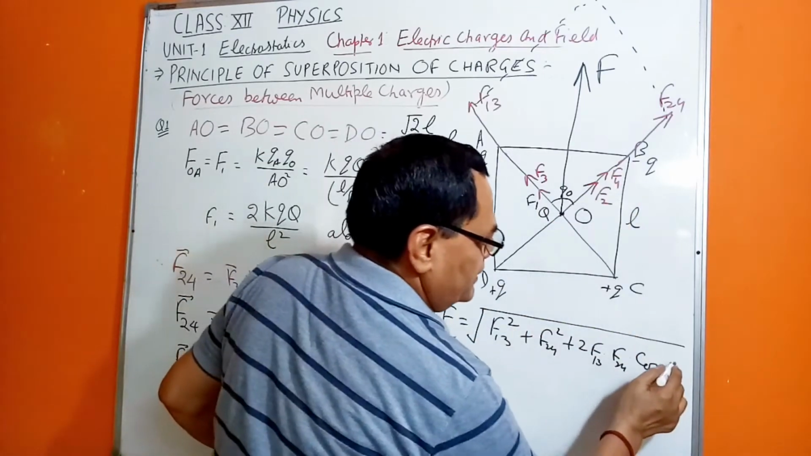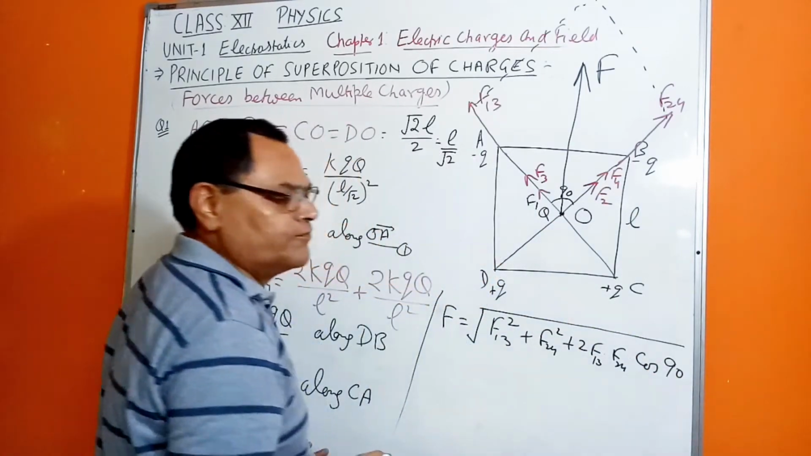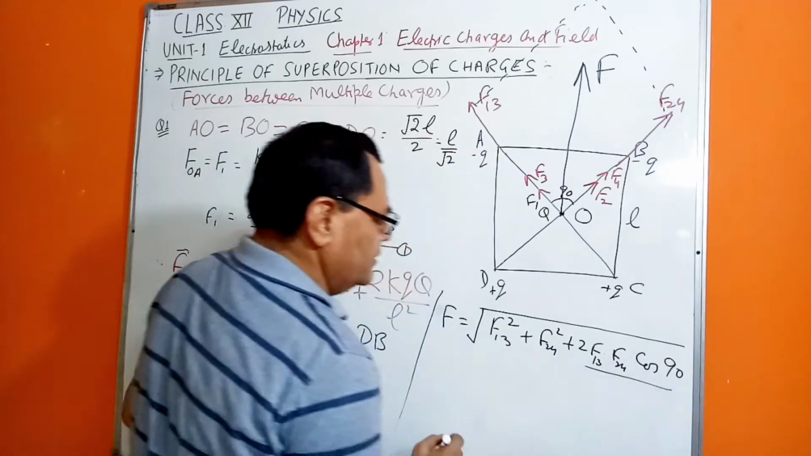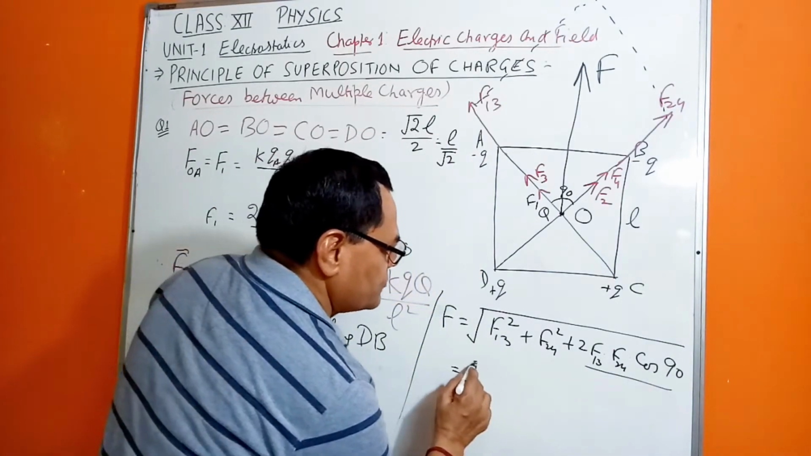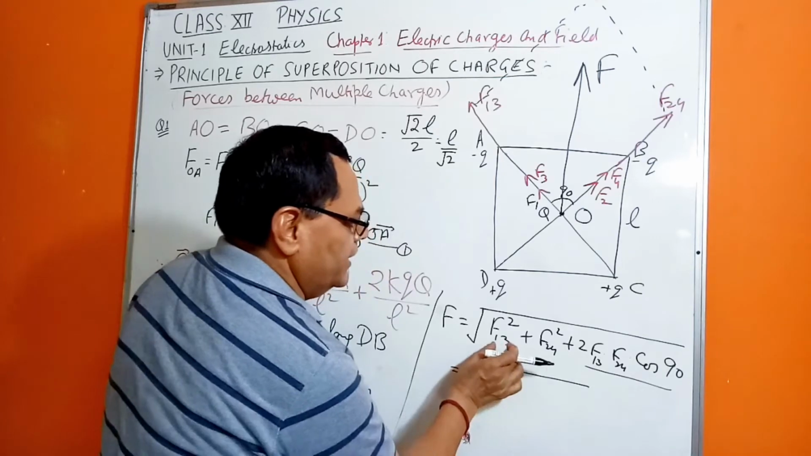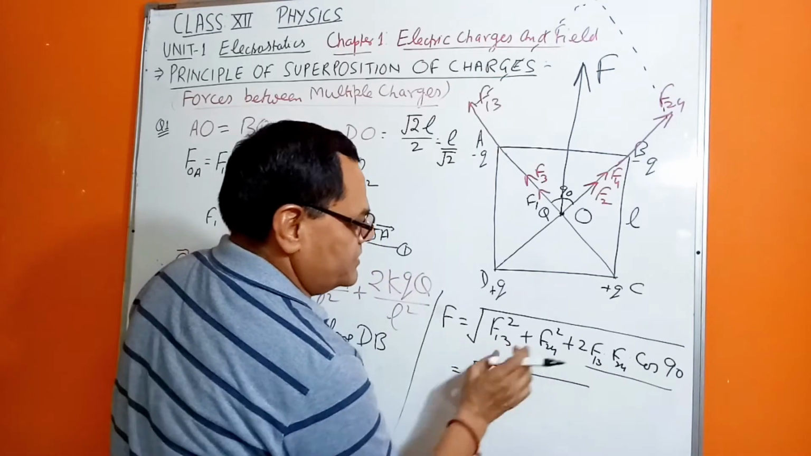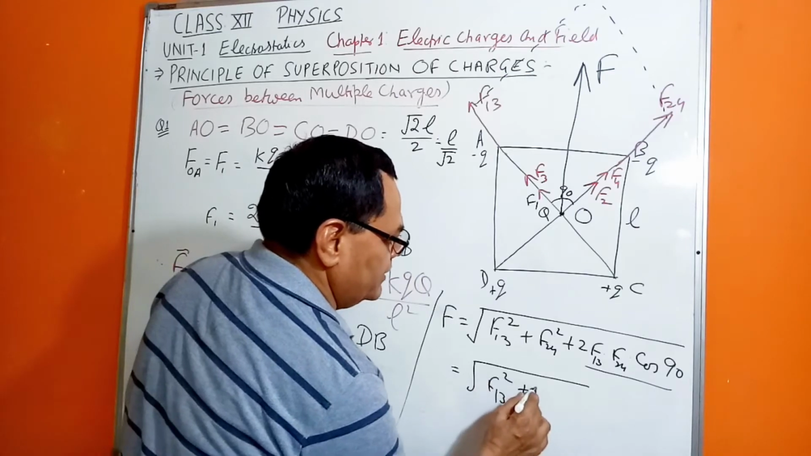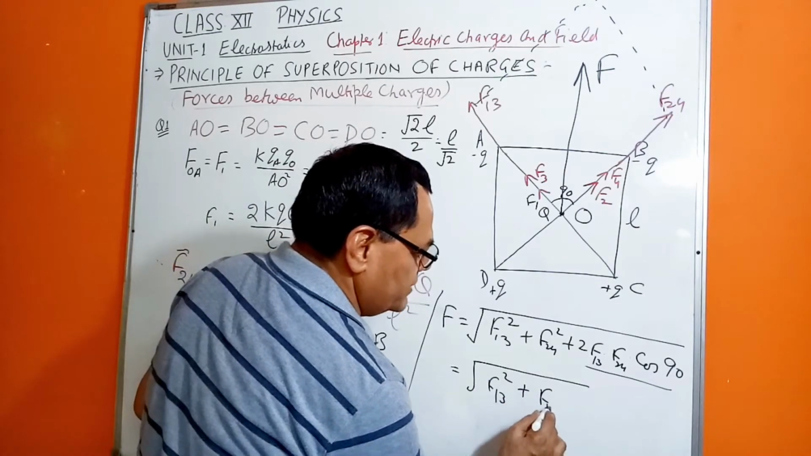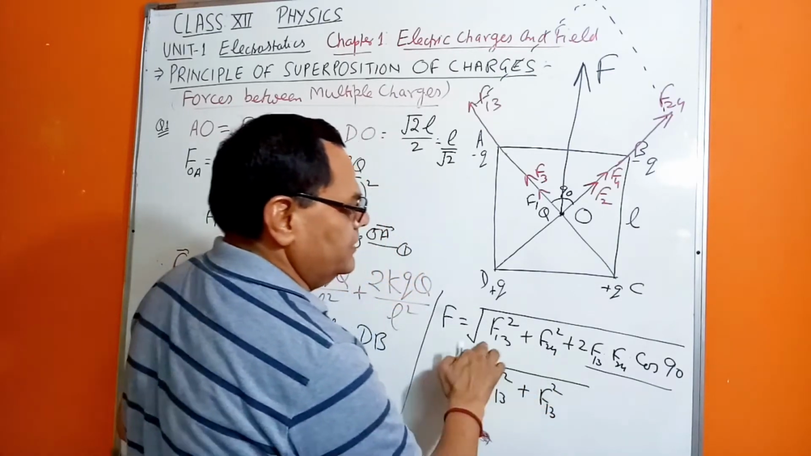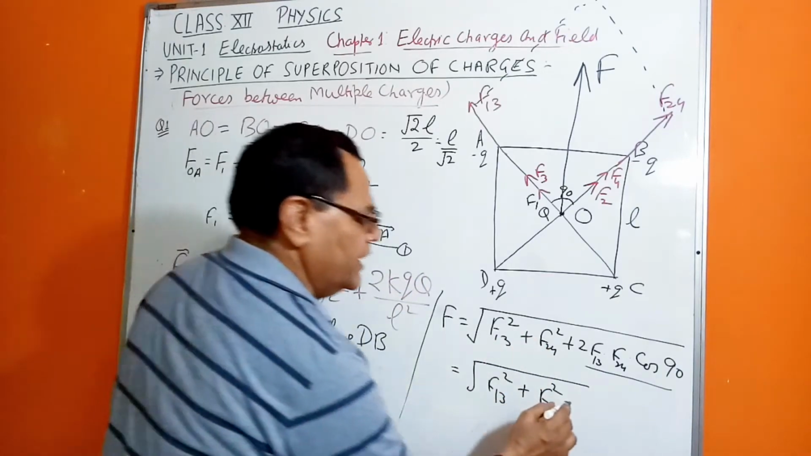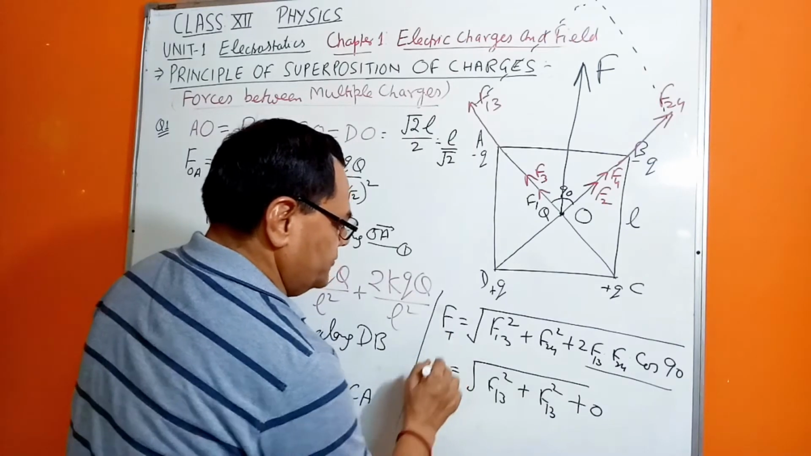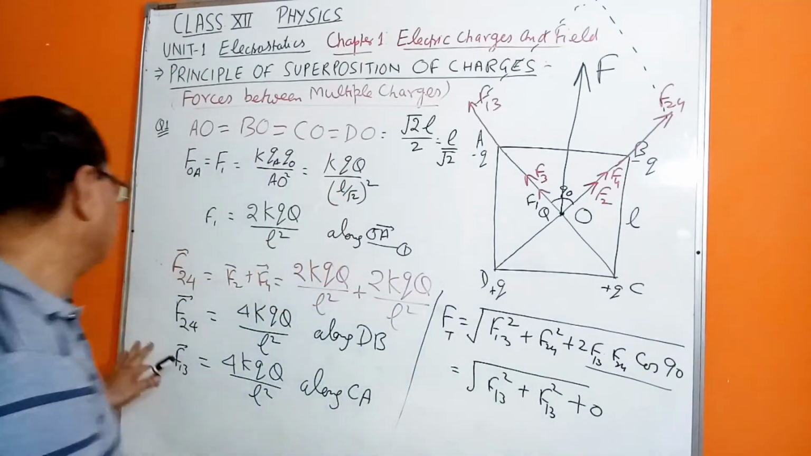And what is cos theta? It is cos 90, and cos 90 is how much? 0. So this term will be nullified. Fine. So you are having this, and incidentally these forces are the same. So that is, you can say, F13 square plus F24 square, and this term will become 0. So this was the total force.